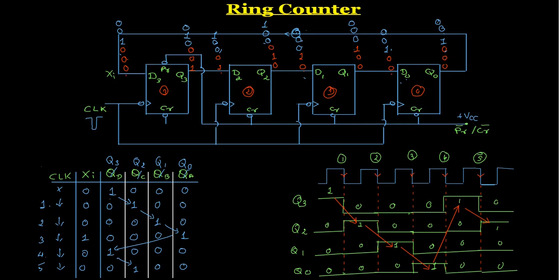Here you can see we have 4 flip-flops. So it is a 4-bit ring counter. Here you require 4 clock pulses for resetting the counter. So if we have a 4-bit ring counter, this 4-bit ring counter can count the 4 clock pulses.